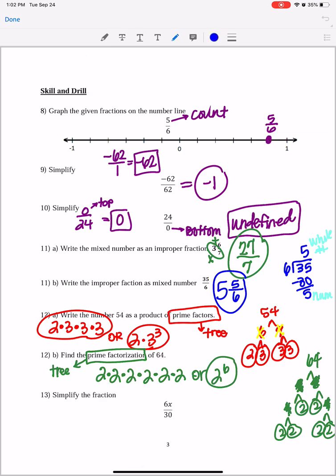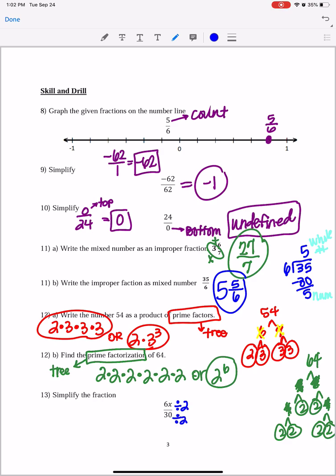Okay, and then 13, simplify the fraction. So you only have one x, so that x is going to stay where it is. But then you want to look at these numbers. 6 and 30, what can you divide into both of them? Now, I'm going to do this two different ways. You can either say, well, they're both even, so I know I can divide both by a 2.